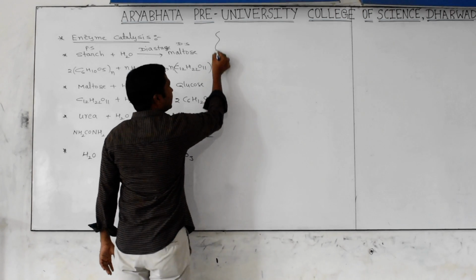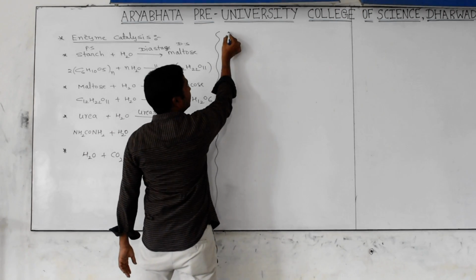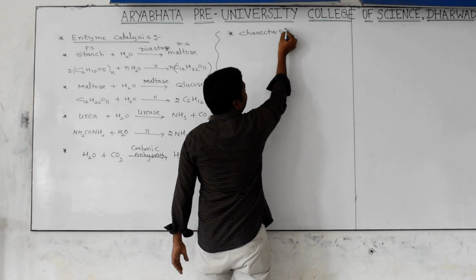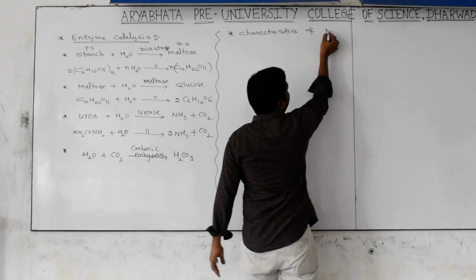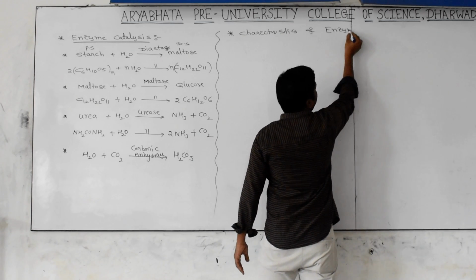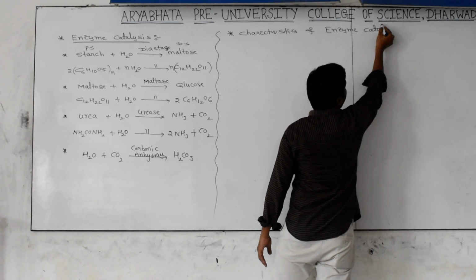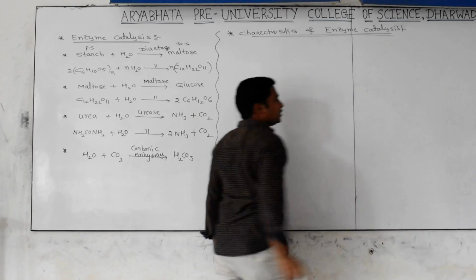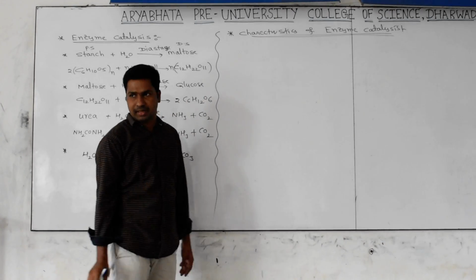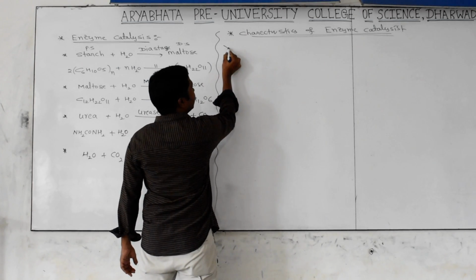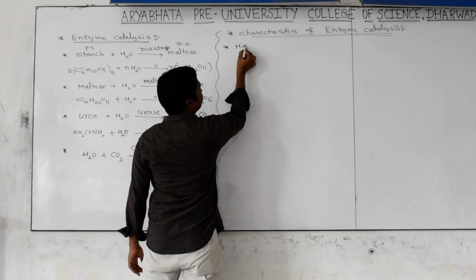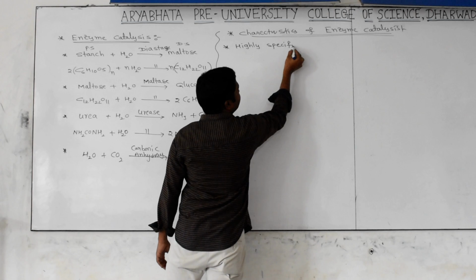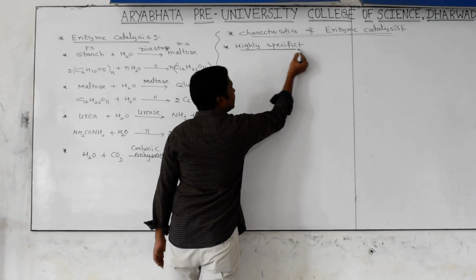Now I am explaining some important information regarding enzyme catalysis. It is nothing but the characteristics of enzyme catalysis. It means what are the conditions for enzyme catalysis to proceed? First of all, I am telling you it is highly specific. Enzyme catalysis is highly specific. What is the meaning of this?